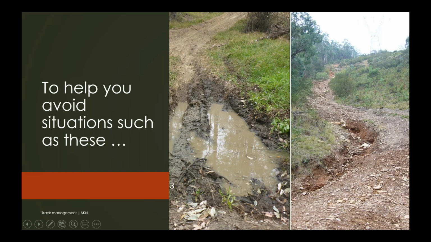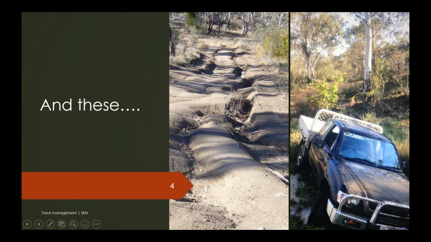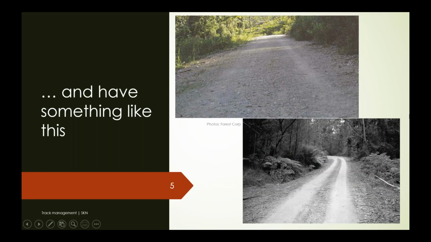So as we go through this presentation, I'm hoping that you will appreciate at the end how we can avoid these sorts of situations, all showing erosion and sediment movement off tracks and roads, the safety issues associated with it, and that you'll be in a position to have a situation such as this. We've got a forest road which is generating minimal sediment and is very serviceable for doing what it's supposed to do, which is to get you in and out of the forest.